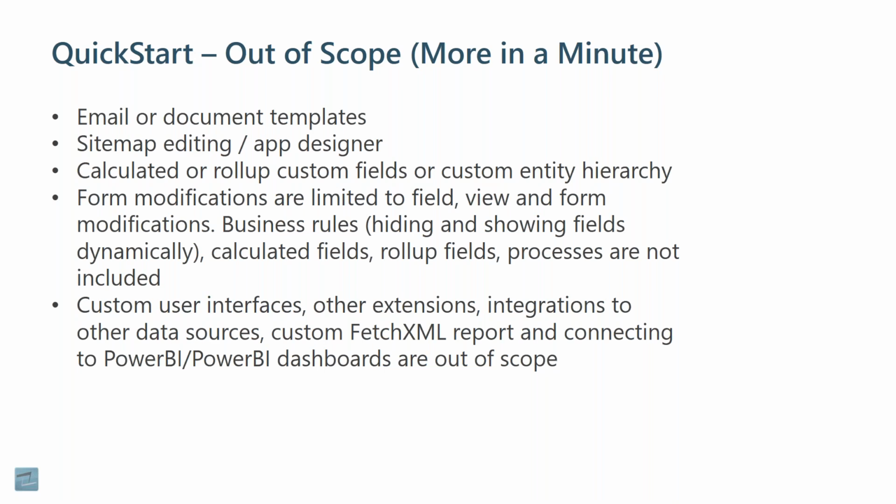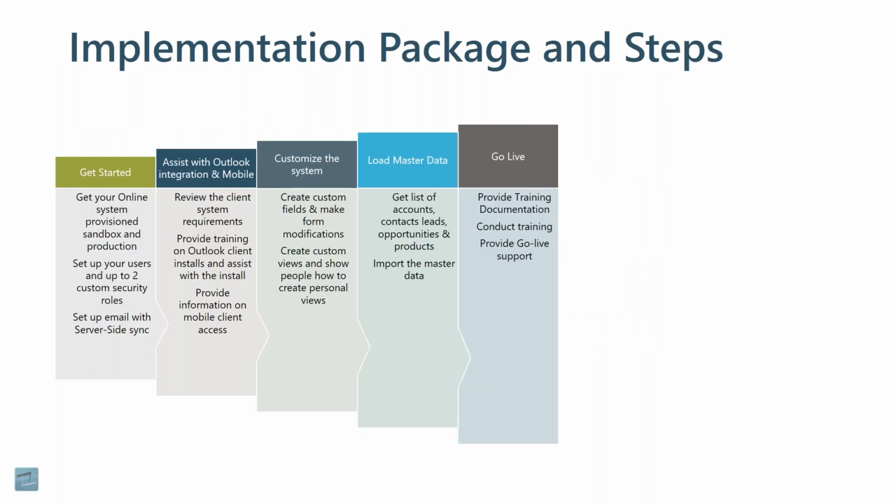And then calculated roll-up fields, anything that might be a little bit more heightened that we need to be rolling up revenues or things. Form modifications, they're limited to field view and form modifications, anything like business rules, calculated fields, we've already talked about some of those, and then custom UI, anything that is really heavily customized, or maybe custom reports or custom views with Fetch XML, Power BI dashboards, that is all out of scope there. So we'll come back to that, because while I'm saying it's out of scope, there's a little bit of flexibility with what we may be able to add on here.